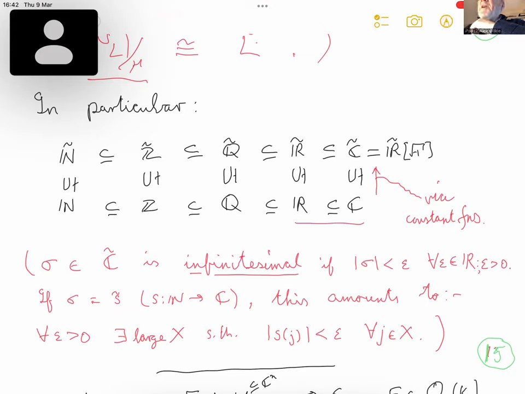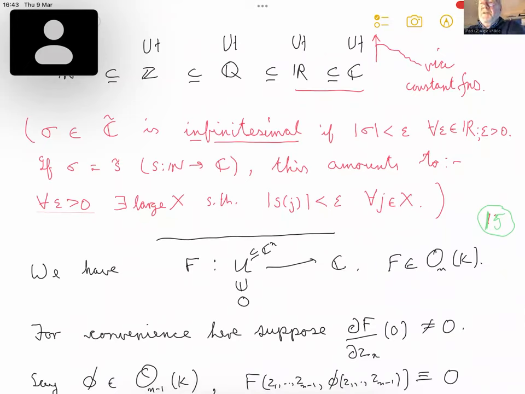But they're much bigger, because we can embed the lower levels into the upper levels via constant functions and taking their tilde. So C tilde turns out to be a very large algebraically closed field extending the complex numbers. And in particular, it contains the equivalence classes of all sequences into C.